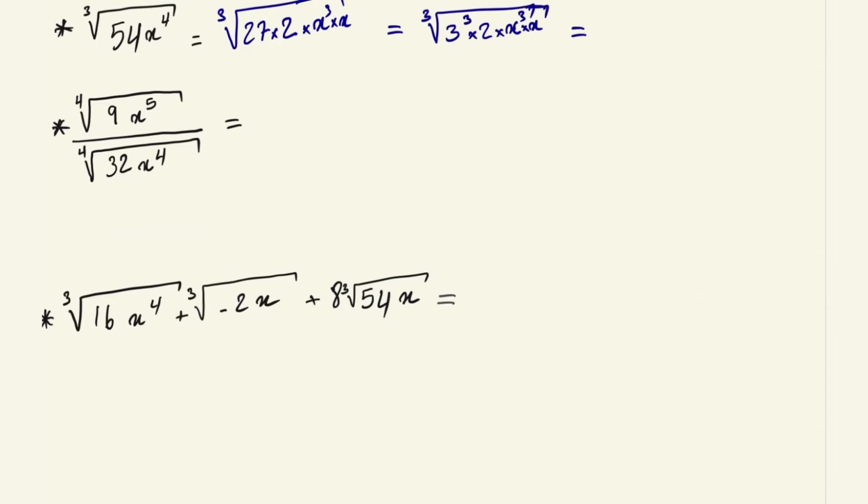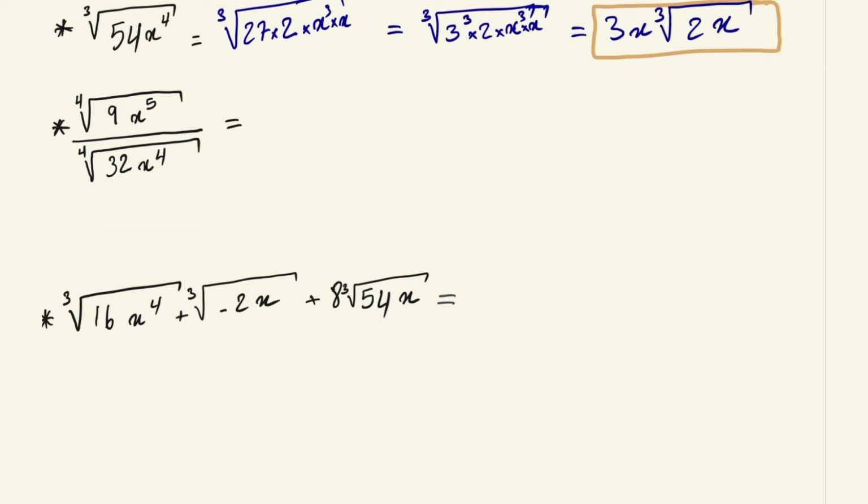We can combine these two here. The power cancels with the root, so we get just 3x times the 3rd root of 2x. So this is the answer here. This is how we simplify this one: we take these numbers from under the root and put them outside. So let's do the second one.